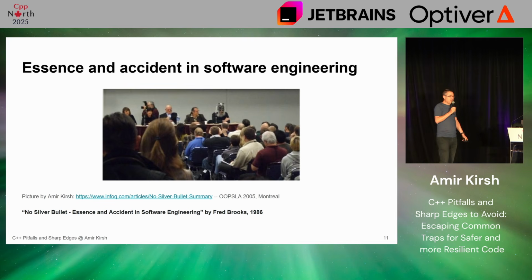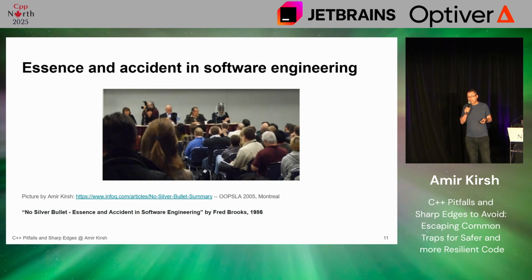Essence and accident in software engineering. This is a paper by Fred Brooks, 1986, where he argues that in a decade from 1986 there wouldn't be any significant change in the way that we do programming, the way that we do software, that will change productivity by an order of magnitude. And it is maybe true till these days. Maybe AI will change things.